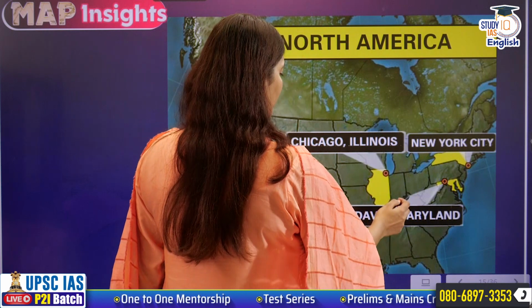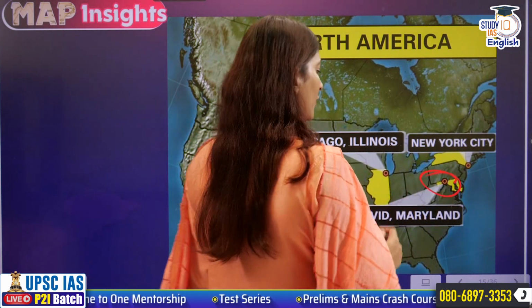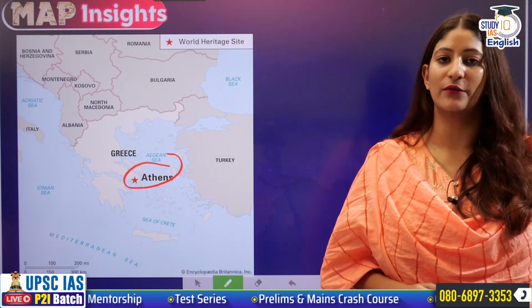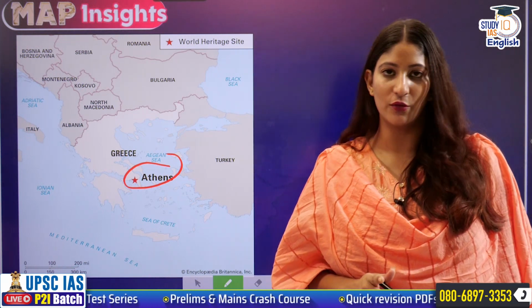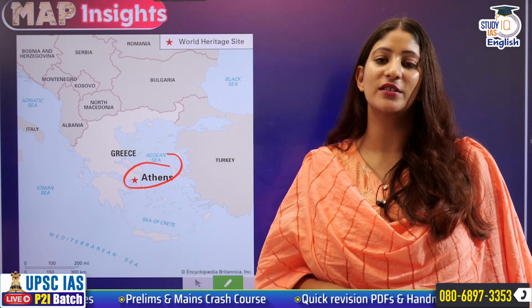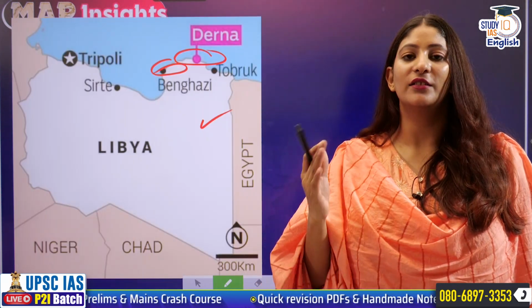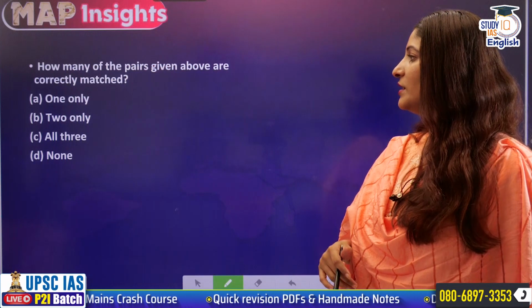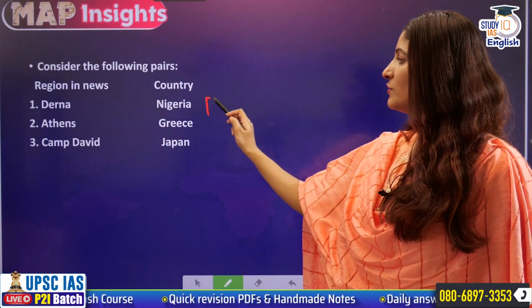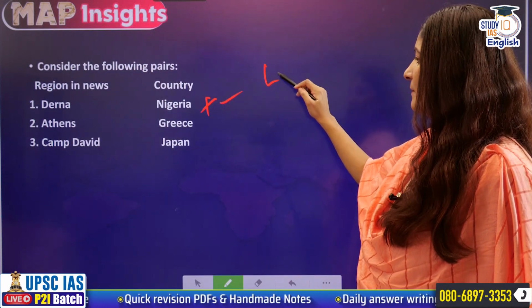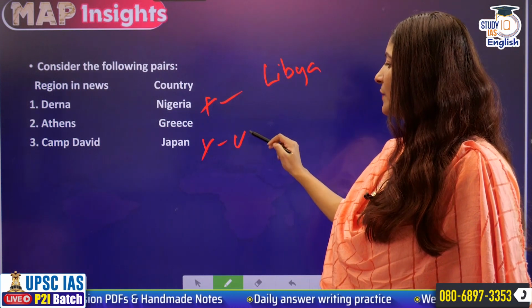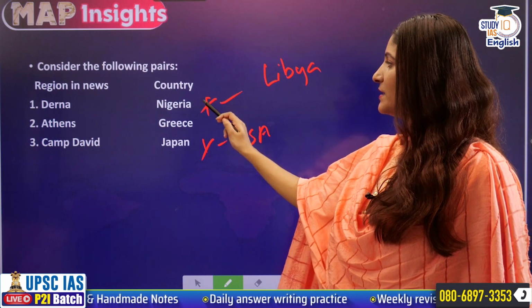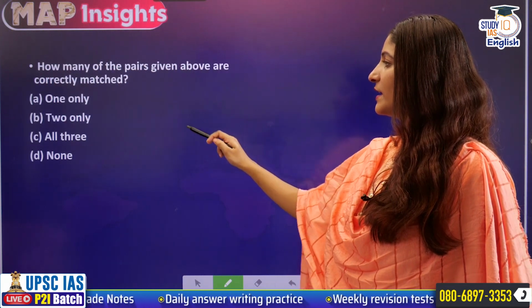Camp David in Maryland. Okay, so I hope that these kind of questions will easily get resolved by you, because these kind of questions are the favorite of UPSC. The regions in news and to which country they do belong. Derna, not Nigeria, but Libya. Athens, correctly Greece, and Camp David, USA. So first is incorrect, third is incorrect, only second is correct, one only will be the correct answer.